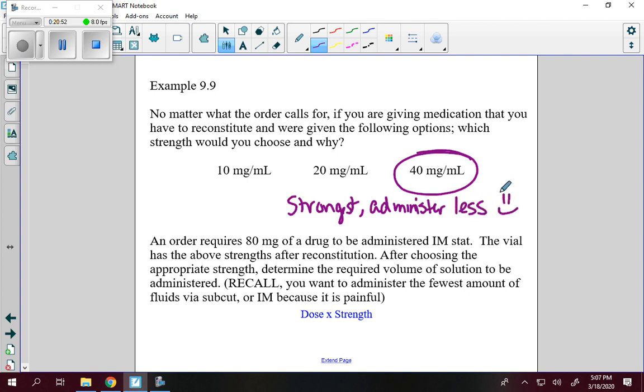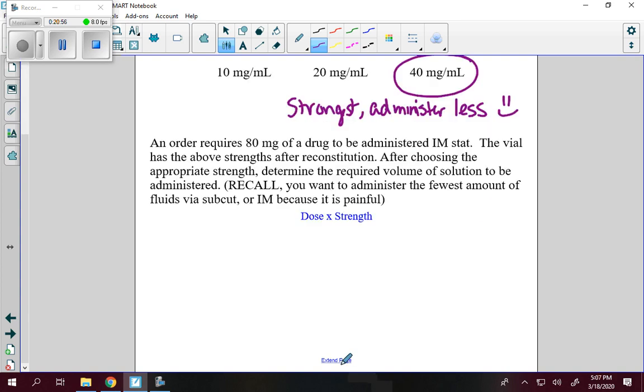And that's our goal. An order requires 80 milligrams of a drug to be administered IM stat. The vial has the above strength, either 10 milligrams per milliliter, 20 milligrams per milliliter, or 40 milligrams per milliliter. We're going to determine the required volume to be administered. Recall, you want to administer the fewest amount of fluids via subcut or IM because it is painful.